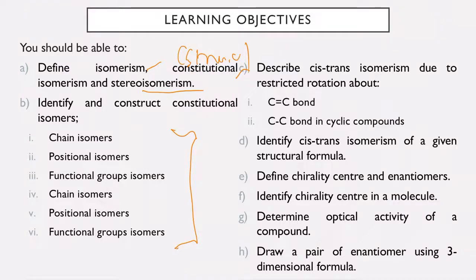So you can make different types of isomers, and then you have to know what is cis-trans isomerism. Okay, this occurs for carbon-carbon double bonds or carbon-carbon bonds in cyclic compounds, okay? Then you have to know what is a chiral center or chirality center. It's when your carbon has four different substituents. And then you need to know a little bit about optical activity, whether your molecule can rotate plane polarized lights, right? Oh yeah, and finally, you have to know how to draw a pair of enantiomers using 3D formula.